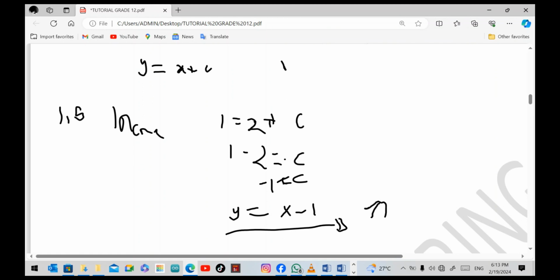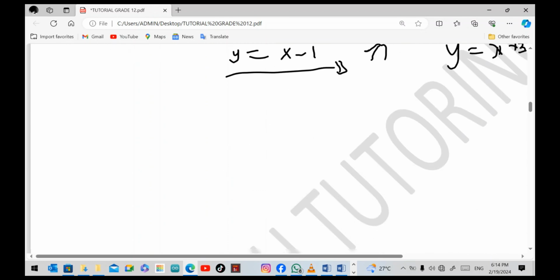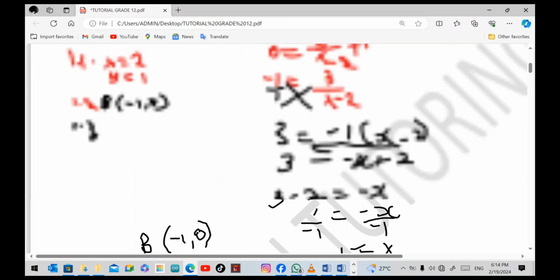Then what about the decreasing axis of symmetry? On the decreasing axis of symmetry, x should be negative, right? So y is equal to negative x plus c, then y is 1, x is 2, so 1 is equal to negative 2 plus c, then 3 is equal to c. Then the equation should be y equals negative x plus 3.